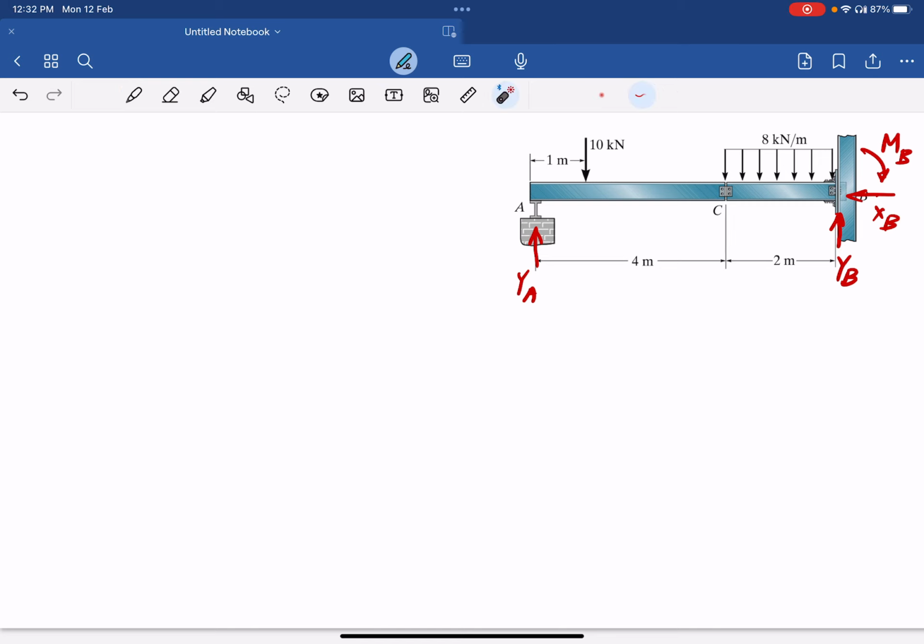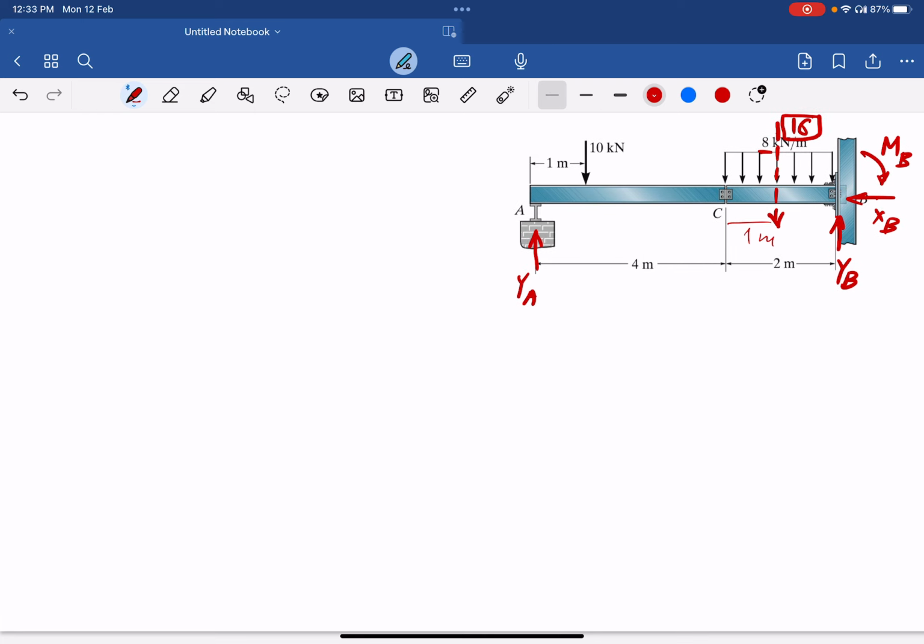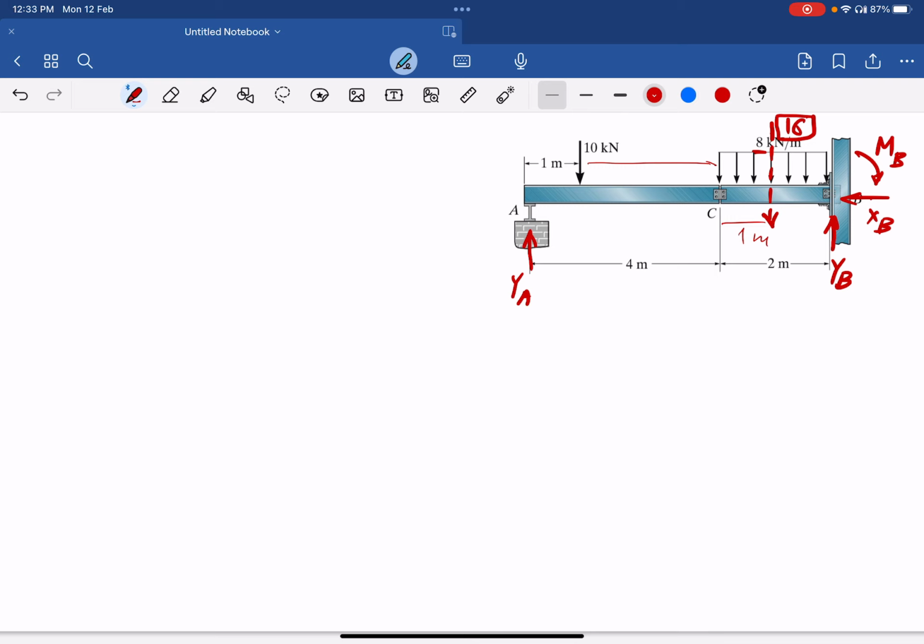Once we defined the four reactions that we have here, we have to find also the resultant of any uniform load. So we have a uniform load here. The resultant of this uniform load is 8 times 2, which is 16 kilonewton at the middle, and this distance in this case will be 1 meter. We have also this 10 kilonewton load, 1 meter from the A side, so it will be 3 meters from the C point. Let's also show this distance here, it will be 3 meters. Now we are ready to start our solution.